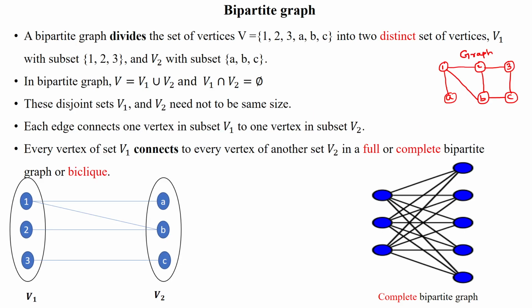Hi everyone, here we will discuss maximum matching using the bipartite graph. First, we need to know what a graph is. A graph has a set of vertices and edges. Then this set of vertices can be divided into two disjoint subsets. For example, V has six vertices: 1, 2, 3, A, B, C.